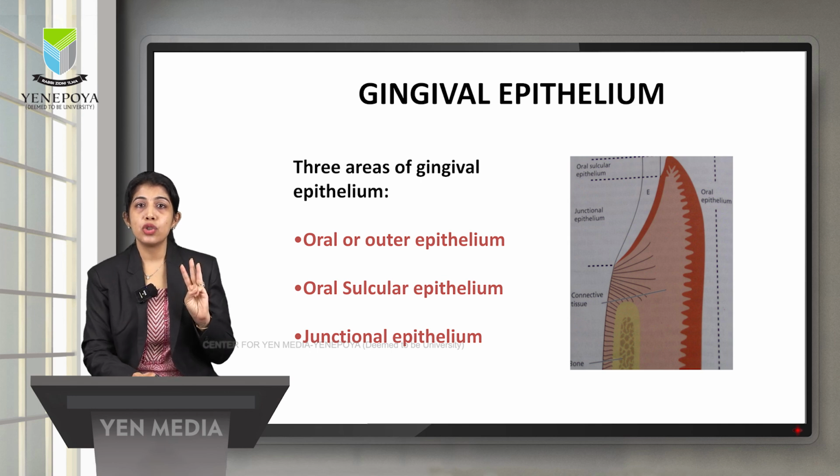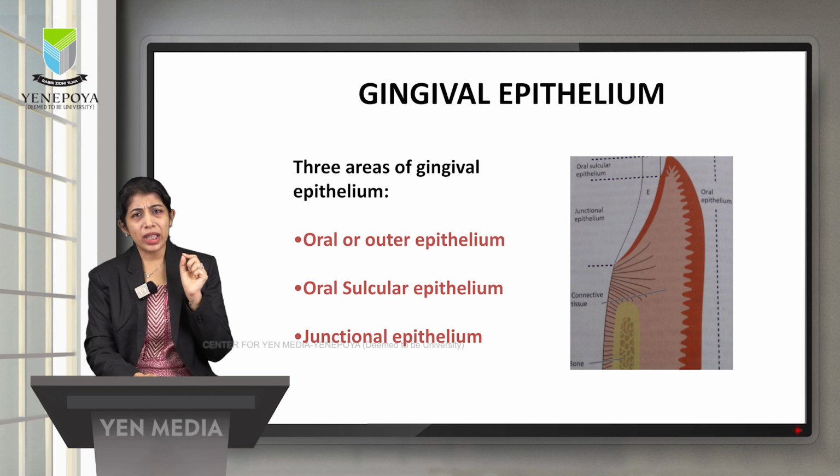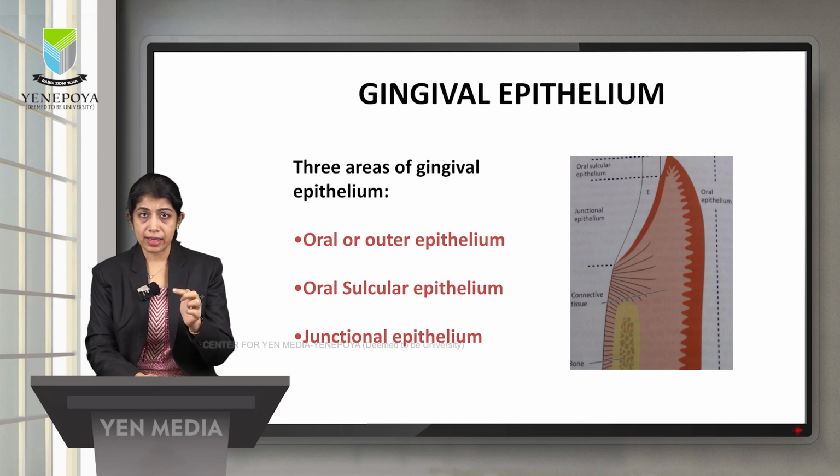There are 3 kinds of gingival epithelium. The oral or the outer epithelium, that is covering the outer surface of the gingiva. The sulcular epithelium that lines the sulcus, and there is something called the junctional epithelium which again is very important. It's a very small tissue, around 0.97 to 1.27 millimeters in length. This junctional epithelium starts when your sulcular epithelium ends, right? So there are 3 kinds of epithelium: oral or outer epithelium, sulcular epithelium and the junctional epithelium.